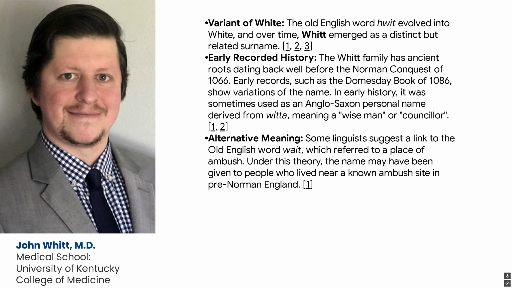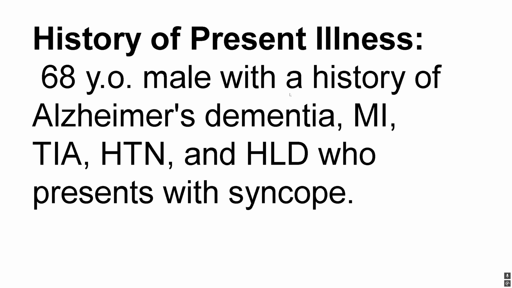Looked up his name. Variant of White, the Old English Whit evolved into White over time. Whit emerged as a distinct but related surname. Witt family, record in Domesday Book, meaning wise man or counselor. The Old English for wait, to a place of ambush. Okay, so Dr. Witt is a wise man who's going to ambush you, so you can't trust him. Watch your back. Like, look at those beady eyes right there. Yeah, creeped out.